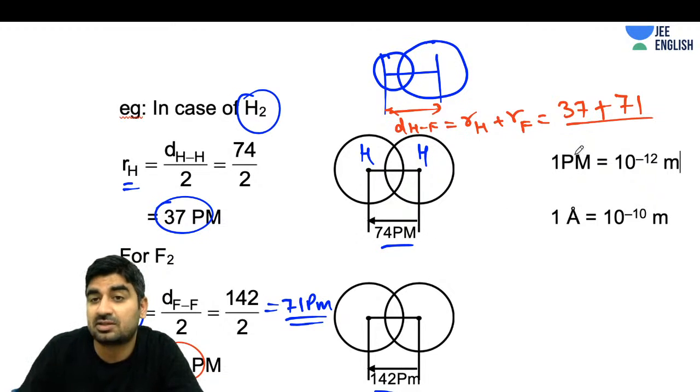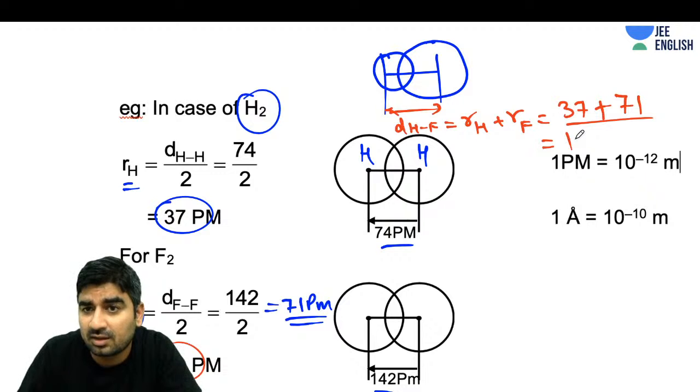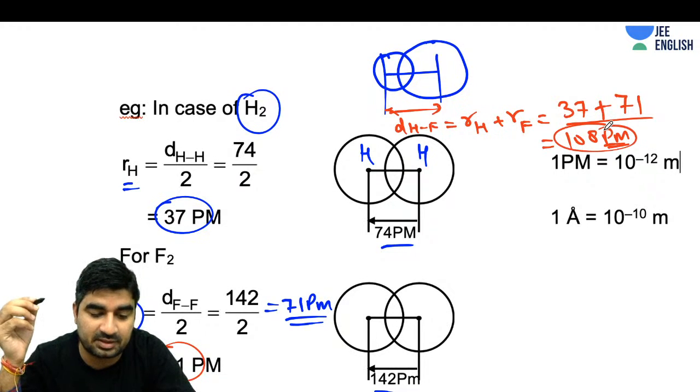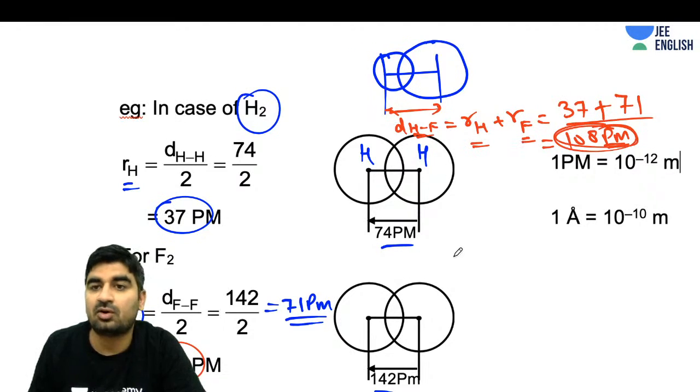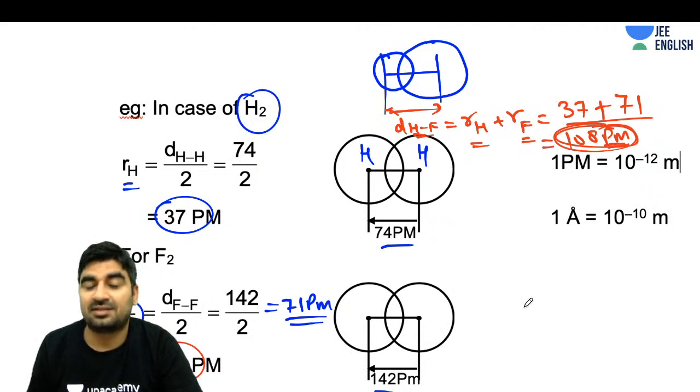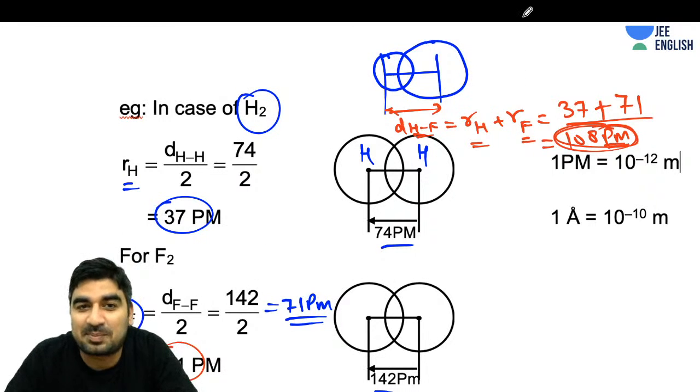Okay, guys, the radius of fluorine should be 108 picometer, right? As per our expectation, this bond length should be 108 picometer. Got it? But guys, let me tell you, this bond length is not 108 picometer. This is expectation. And when we talk about the reality, this bond length of HF is approximately 92 picometer.